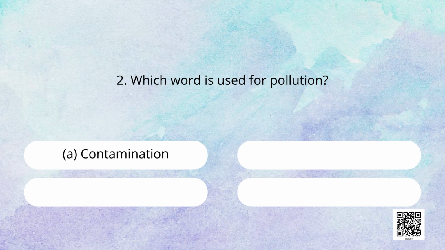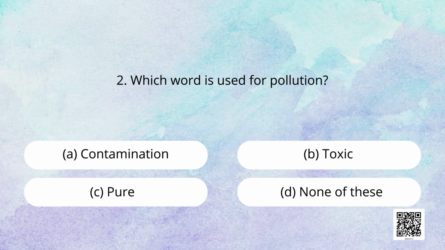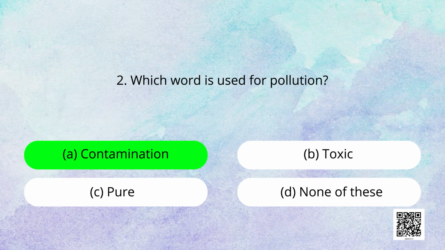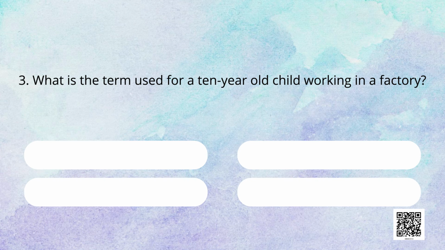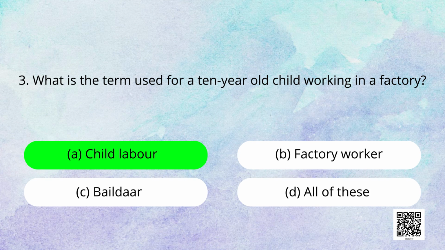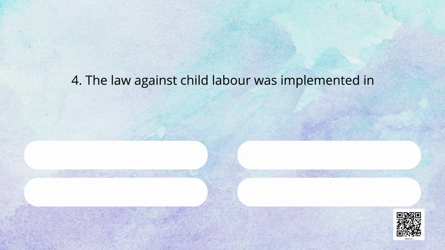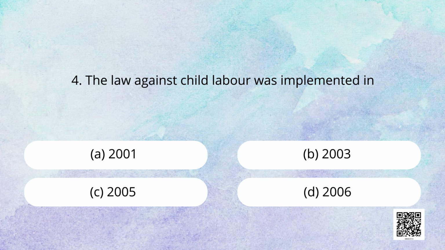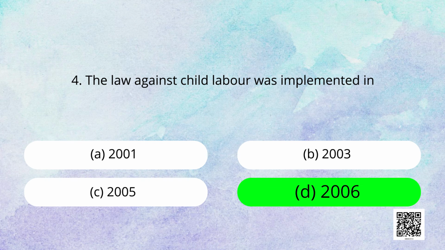Moving on, which word is used for pollution? Contamination, toxic, pure, none of these. Yes, contamination is used for pollution. What is the term used for a 10-year-old child working in a factory? Child labor, factory worker, beldar or all of these? Yes, it is called child labor, which is illegal in India. The law against child labor was implemented in 2001, 2003, 2005 or 2006. Yes, it was implemented in 2006.